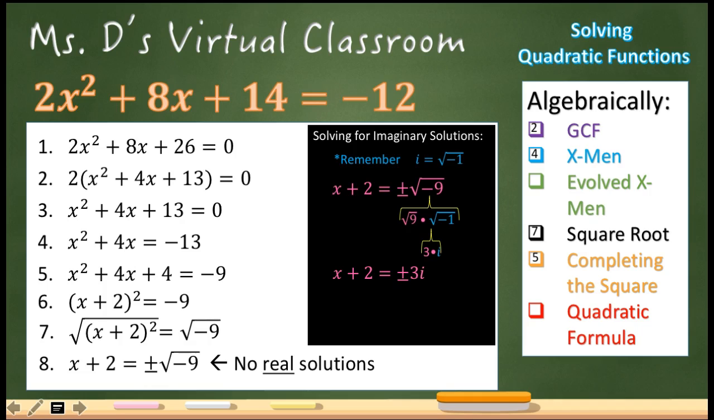To solve for x, we subtract 2 from both sides and we get x is equal to negative 2 plus or minus 3i. And our solutions are then x is equal to negative 2 plus 3i and x is equal to negative 2 minus 3i. These are our imaginary solutions. It is fine to leave your solutions as this.